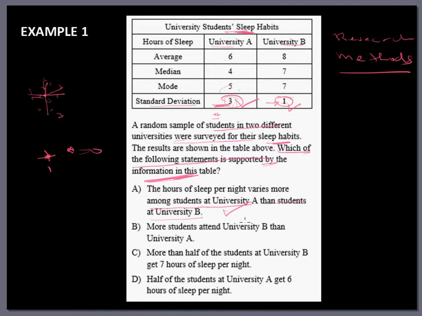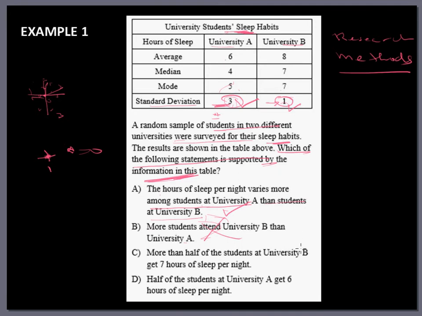B. More students attend University B than University A. As you can tell from the sample, they did not tell us how many samples they picked. All we know is the mean and the median. So we cannot tell how many samples they selected for A and how many they selected for B, let alone how many students are in A and B. So we can determine that this is not supported.